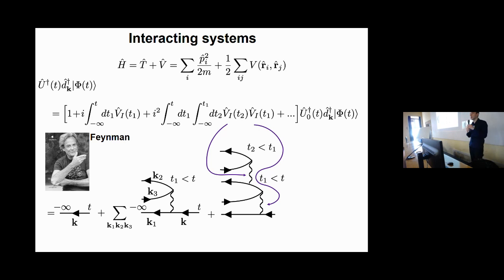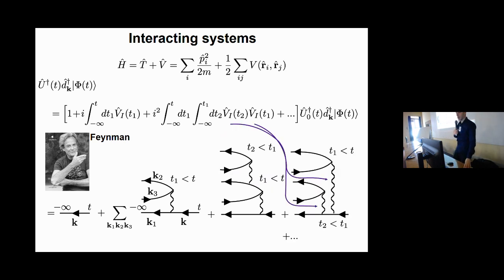And of course, then you have second order contributions. And now, a difference from before, you have different ways of scattering. This is a typical diagram, but you can also have this other type of diagrams.